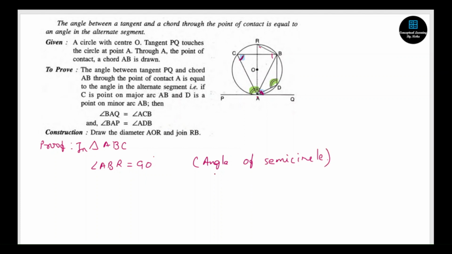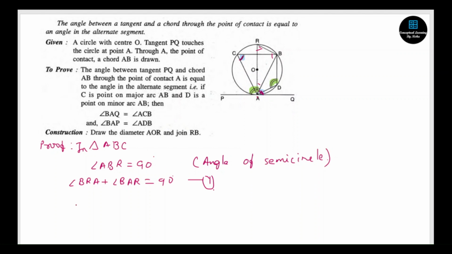Alright. Now what else? This angle. Okay, this angle plus this angle. How much is it? They are complementary, so they sum up to 90 degrees. So angle BRA plus angle BAR equals 90. Right? Okay. We'll take this as result 1.